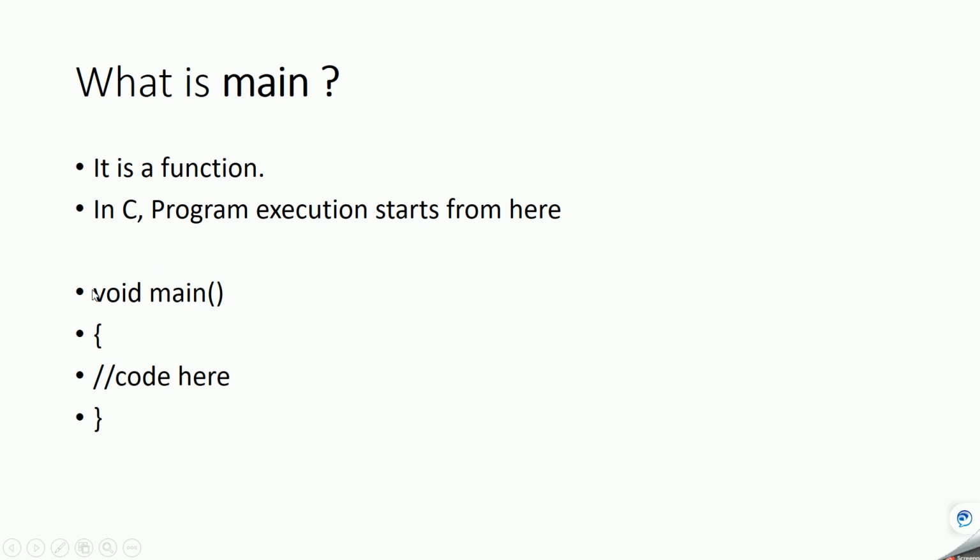First this will be written as void main, open parenthesis, close parenthesis, and then the curly braces, open curly brace and close, and in between we'll write all the code. This is the basic structure of any program that we write in the C programming language.